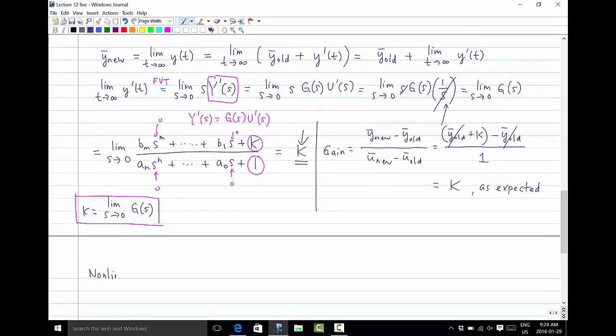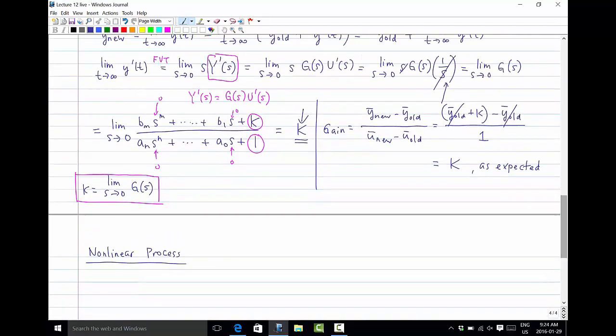Now let's look at a typical nonlinear process. We have the example of the draining tank where instead of having a valve at the outlet, we have a pipe.